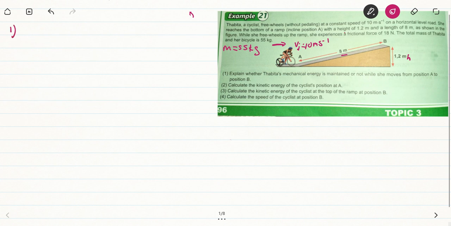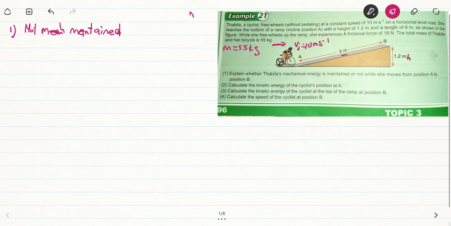On number 1, they say, explain whether Tabitha's mechanical energy is maintained or not while she moves from position A to position B. Tabitha's mechanical energy is not maintained as she moves from A to B because there is friction. So we're going to say not maintained.